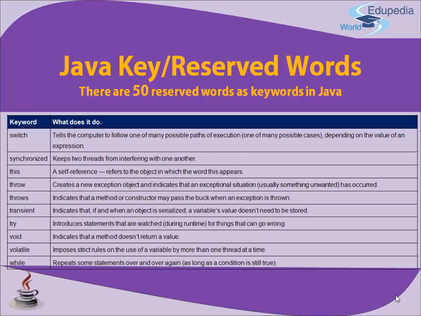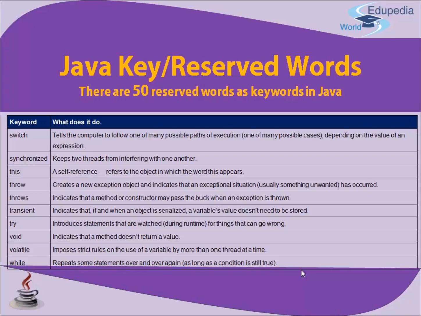Now you can see the switch statement, which comes as a keyword. It tells the computer to follow one of many possible paths of execution, one of many possible cases, depending on the value of an expression. That means this switch will give you the interface to catch the input from you, and then it will execute on the input values or parameters. So this is the use of switch, and it is the best replacement of the if structure.